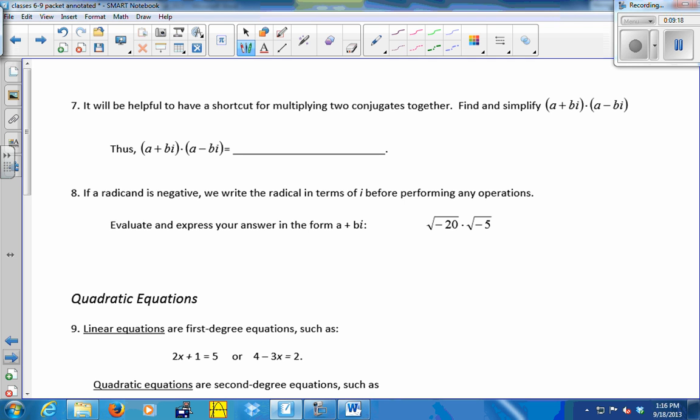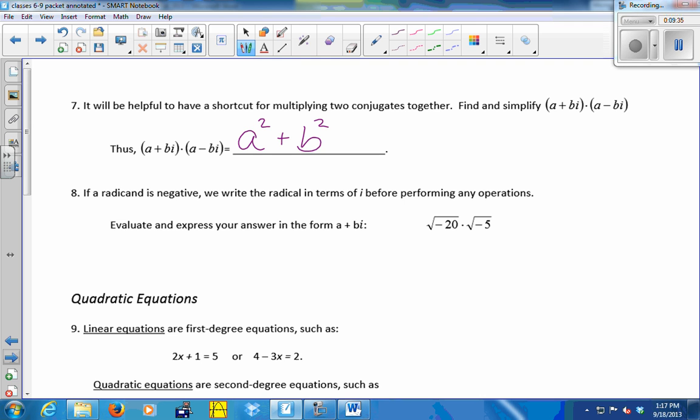It can be helpful to have a shortcut for multiplying two conjugates together. It ends up that when I FOIL these, I always get a squared plus b squared. The i's end up going away.